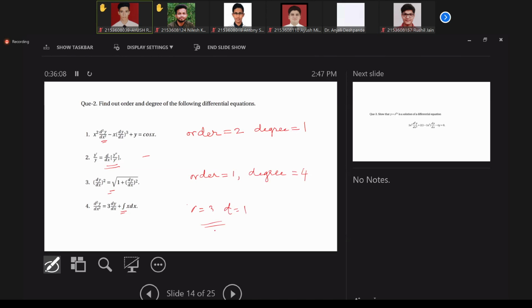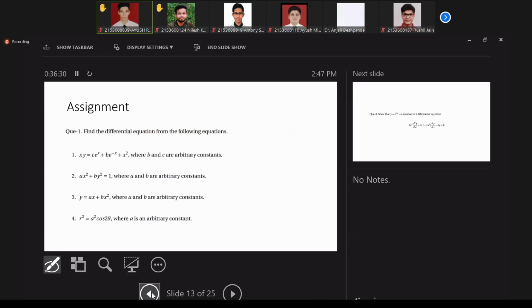Yes, this is correct. Okay, students, so today's class, whatever we have done, have you followed it? Yes, ma'am. So we have seen the basic definitions, and after that, we have seen the order and degree of the differential equation. And we have also seen the formation of the differential equation, right? Yes, ma'am. So now here are some problems where you have to find the differential equation from the following equations.